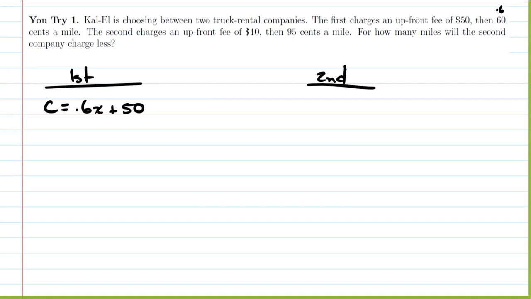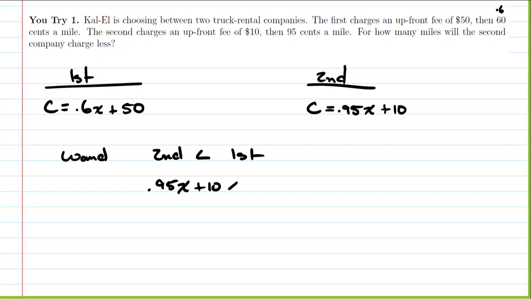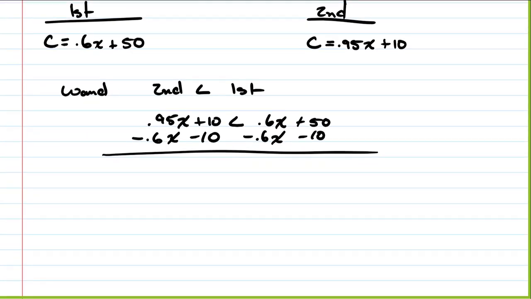For our second company, our marginal cost is going to be 95 cents a mile, so 0.95 times x plus the fixed cost of $10. And we were asked, for how many miles will the second company charge less than the first? So what we really want is the second company is less than the first. So we need 0.95x plus 10 to be less than 0.6x plus 50. So we subtract 0.6x, we subtract 0.6x, we subtract 10, we subtract 10, and that gives us 0.35x is less than 40.